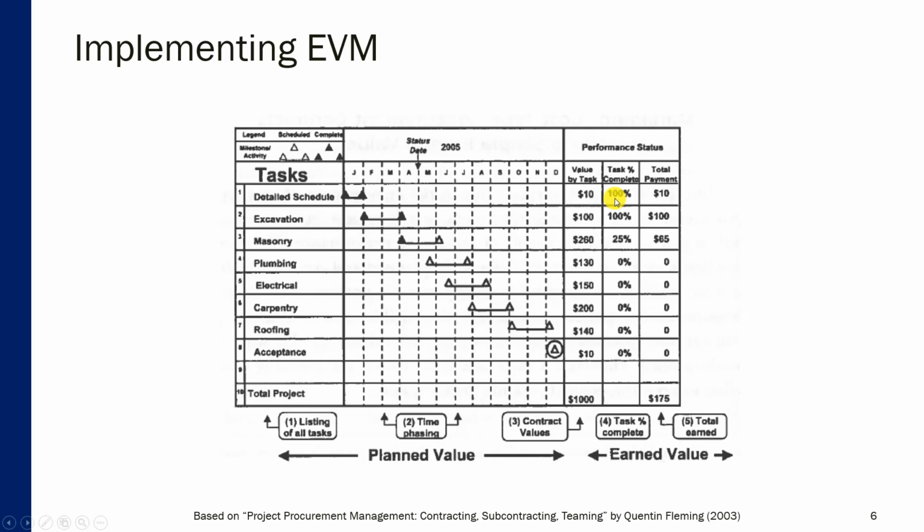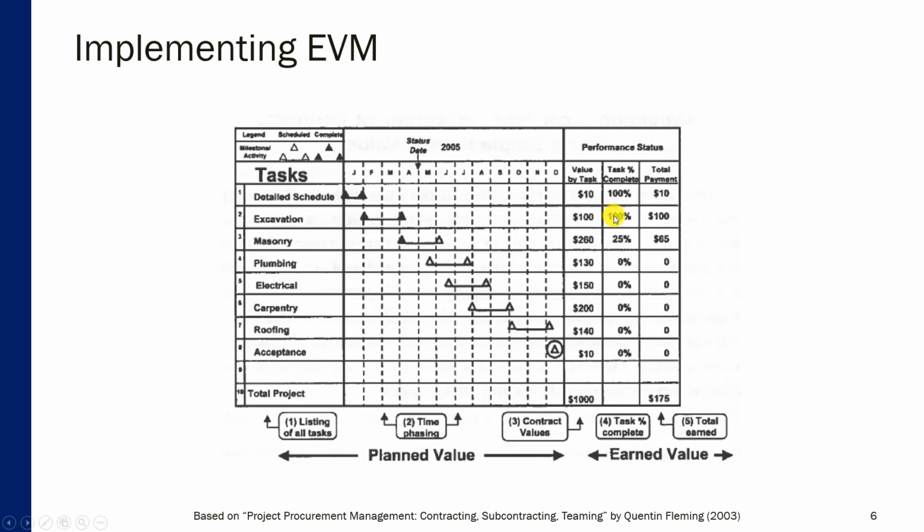if you multiply the value of the task by the completion percentage, which is 100% of $10, you get $10, right? And here, if you divide $10 by the total payments of $10, you get 100%. Also, you can perform those calculations by summing up these amounts and dividing it by the sum of total payments. Okay.